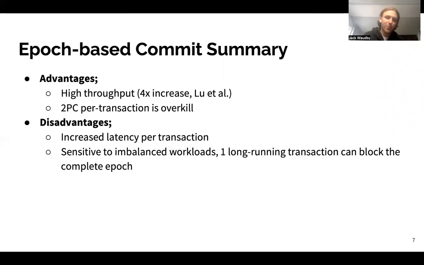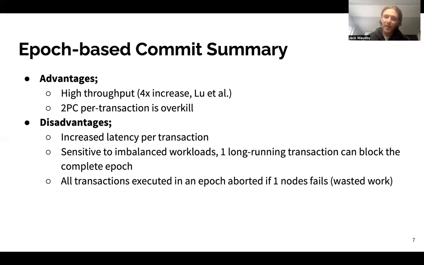The next thing is that epoch-based commit is really sensitive to imbalanced workloads, right? If we have one database node that's processing a long-running transaction towards the end of an epoch, it can't respond to the prepare message with its ACK until it's finished executing this transaction. And in the meantime, it's holding up the commitment of all of the transactions in that epoch. So it's increasing the latency of everything, basically, by just having one long-running transaction on one database node.